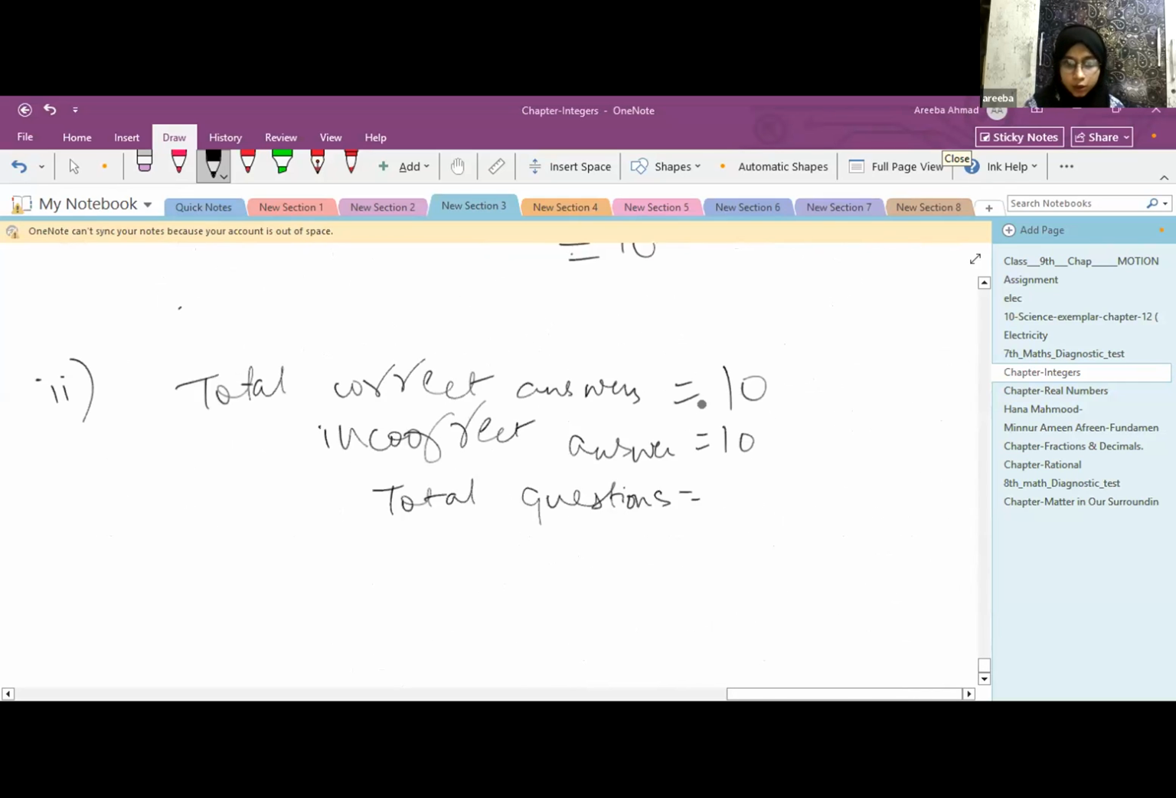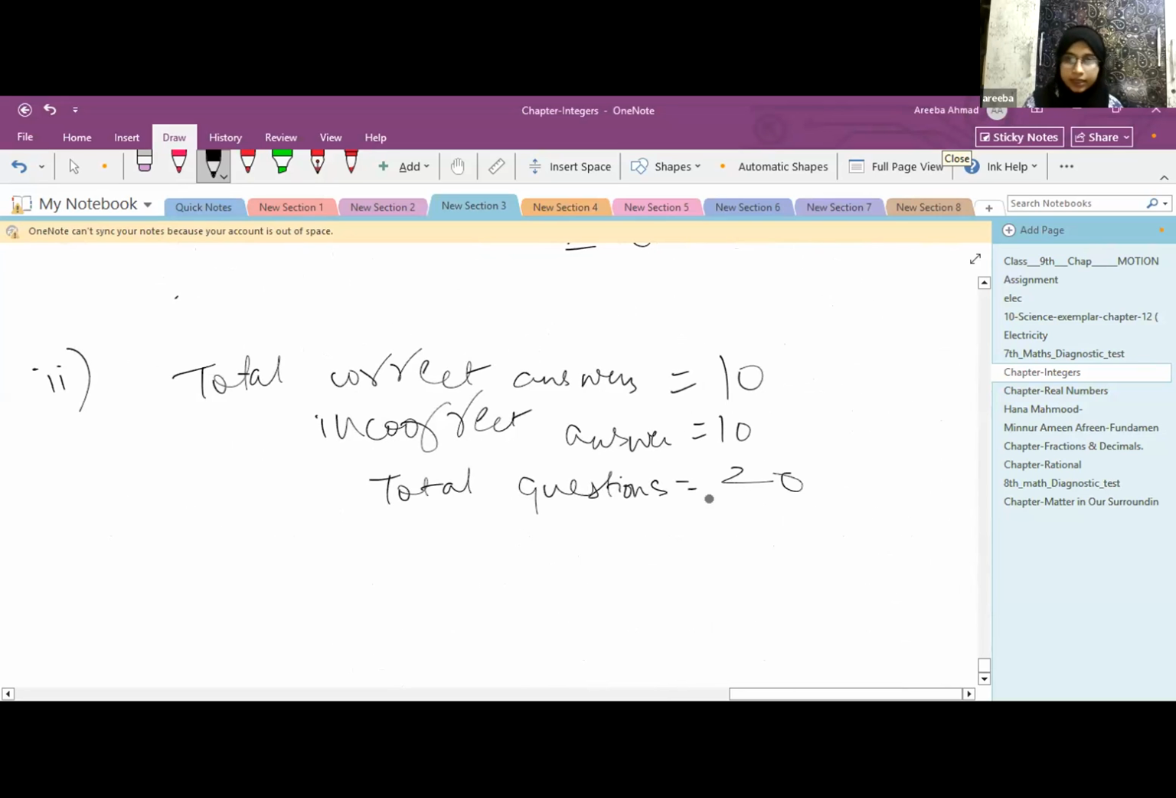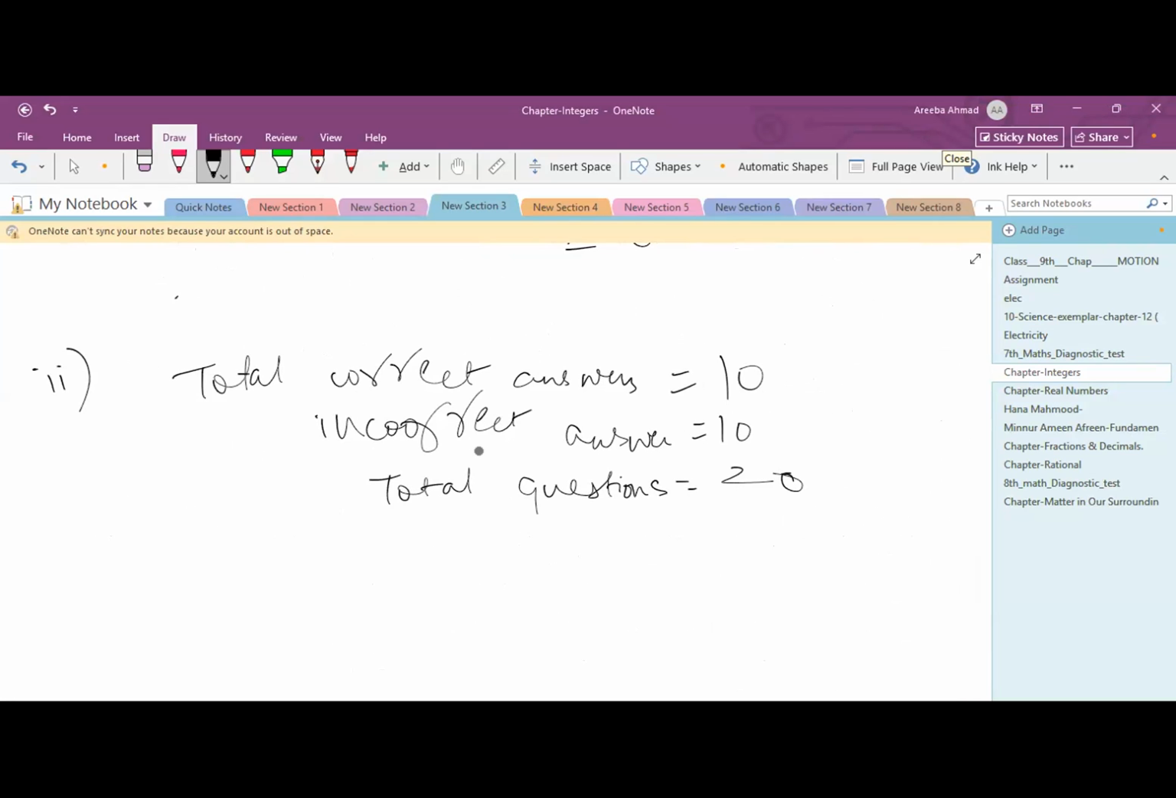Written the solution. Total questions become 20. 10 plus 10, 20.